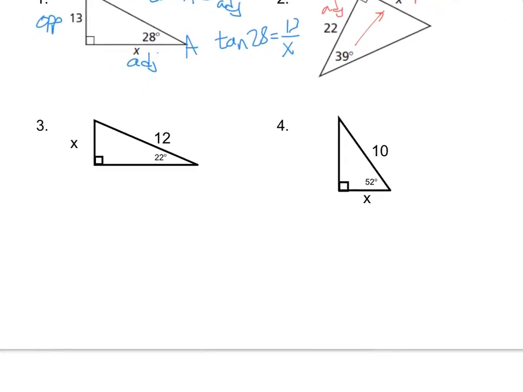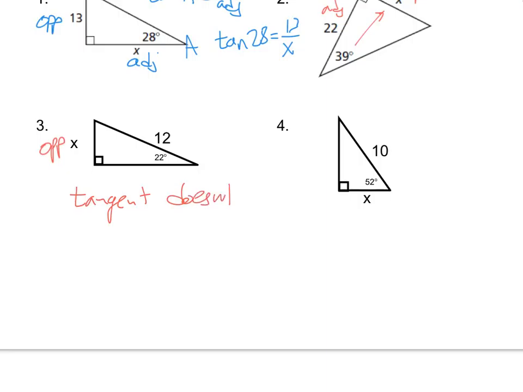All right? How about this? This guy over here is the opposite. Do we know the adjacent? No, we don't. Do we want to know it? No, we're looking for the x. So in this case, we don't know the opposite or the adjacent, so tangent's not going to help us. Okay? So tangent doesn't work here.